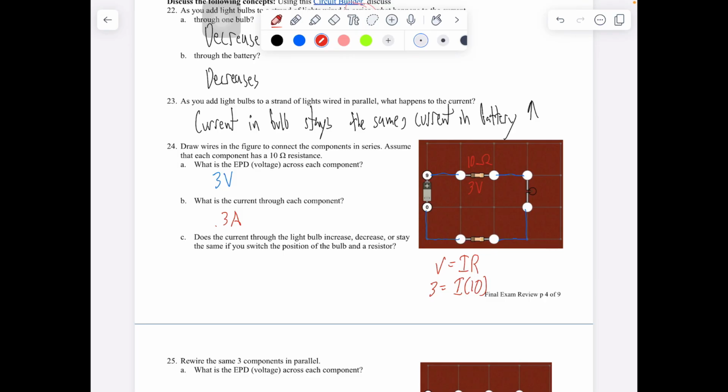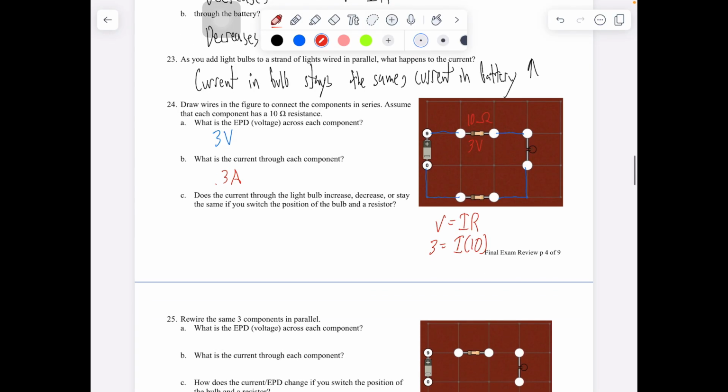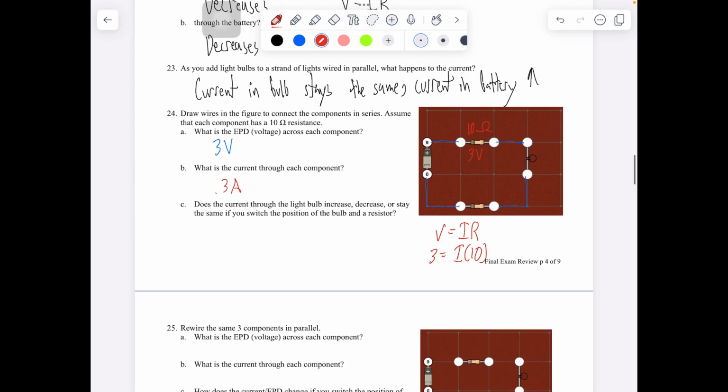Does the current through the light bulb increase, decrease, or stay the same if you switch the position of the light bulb and resistor? Well, light bulbs and resistors are really the same thing. A light bulb is a form of resistor, I should say. So you can just approximate this light bulb as a resistor. There would be no change. To put it simply, a light bulb is a form of resistor. So instead of this being a light bulb, just pretend that it is a resistor.